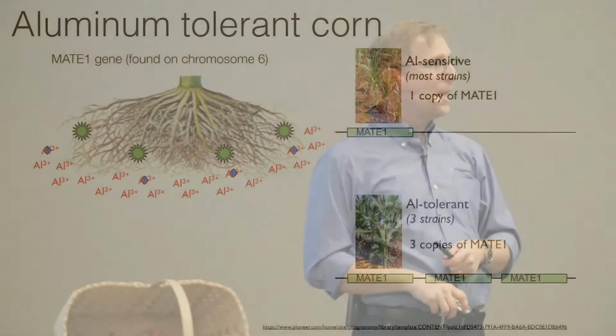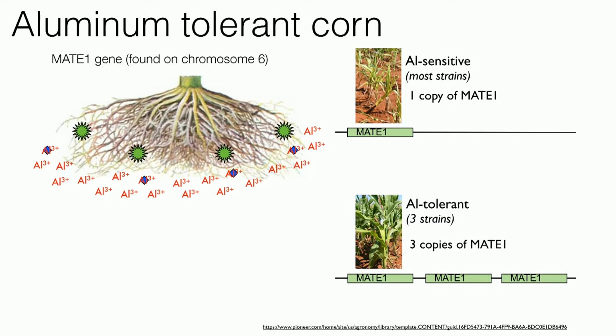Most strains of corn are sensitive to aluminum in the soil. They have one copy of the MATE1 gene on chromosome 6 that came from the maternal parent, and one copy of MATE1 on the chromosome 6 that came from the paternal parent. The aluminum tolerant varieties have 3 copies of MATE1 on each chromosome, back to back to back.